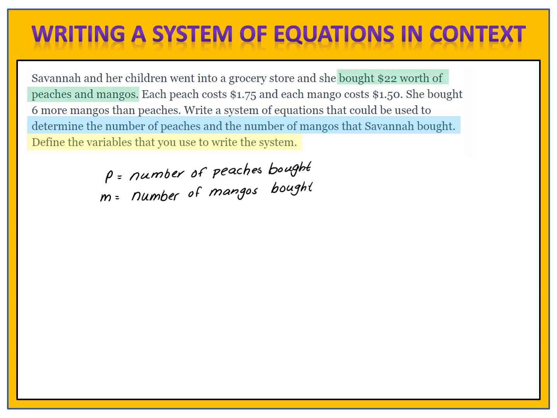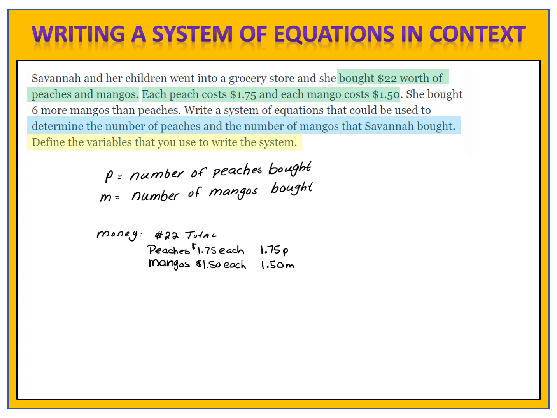Savannah bought $22 worth of peaches and mangoes. So the total amount of money she spent is $22. Now let's collect all of the information related to money. Each peach costs $1.75, and each mango costs $1.50. So the peaches are $1.75 each, and the mangoes are $1.50 each. How much money did she spend on peaches? Well, she spent $1.75 each, so $1.75 times the number of peaches that she bought will give me the amount of money she spent on peaches.